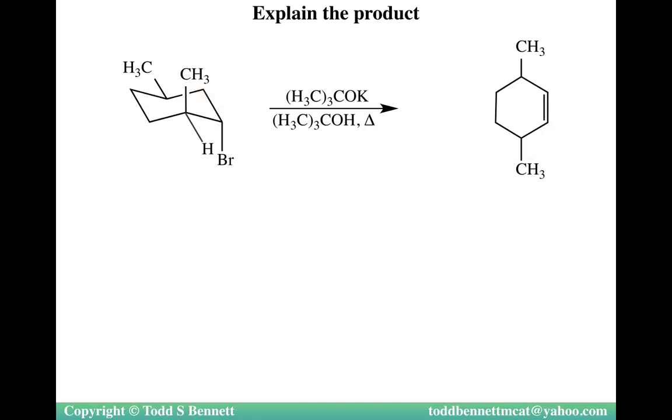On this one, you have two H's. You have the equatorial, which is useless to me, and you have the axial. So the axial and the axial are the ones that are anti to one another. So they'll get eliminated. Okay, so this is that same trick, but done with a chair conformation.